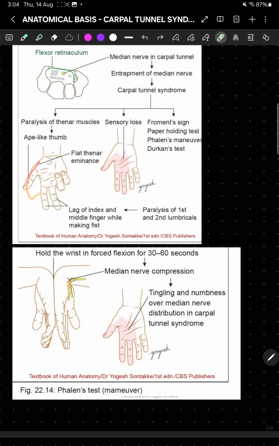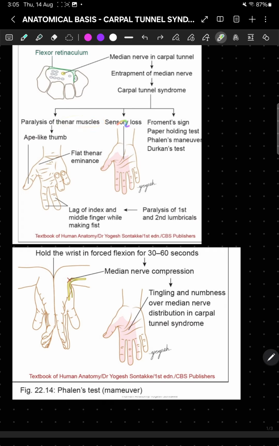Here the thumb goes into an adducted position because of the loss of action of the abductor. There is another condition, called lag of the index and middle finger while making a fist. These two fingers become prominent, and this is like a Benedict's hand. There is a Benedict's hand deformity. It is mainly because of the paralysis of the first and second lumbricals. We already mentioned there is paralysis of the thenar muscles, so the thenar eminence will get flattened here.